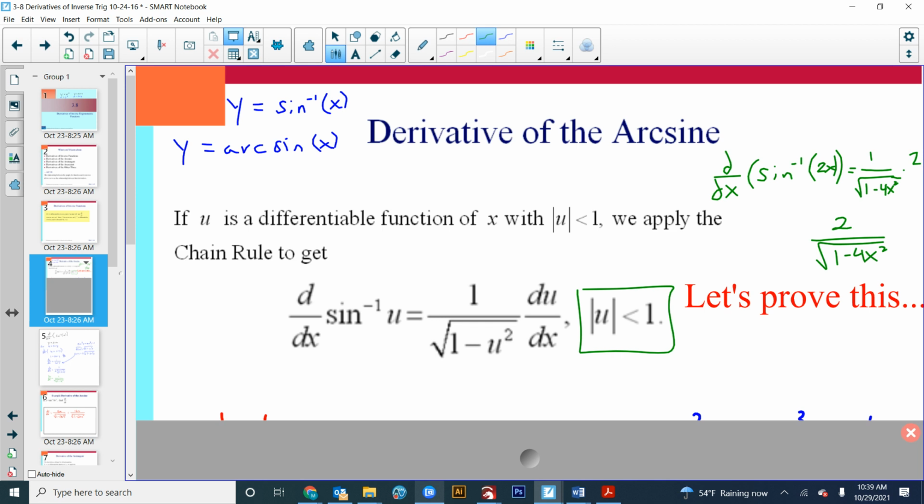What's x? The input. What's the domain? y equals sine of x. Domain: all real. What's the range? What's the range of sine of x? -1 and 1.